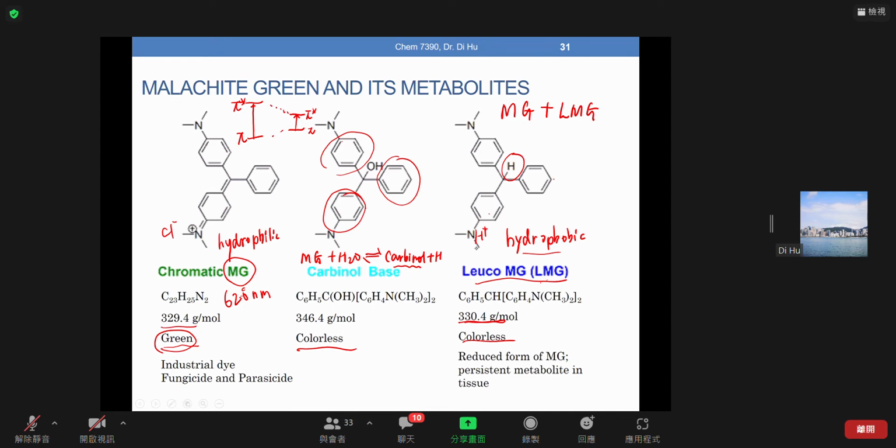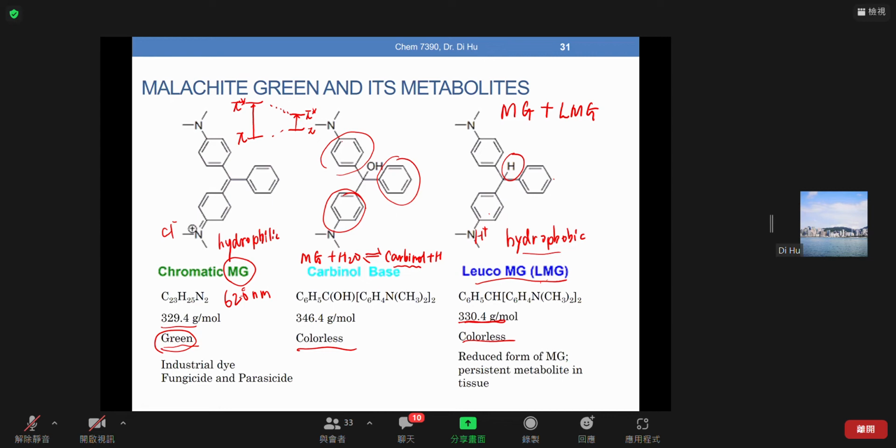So when we are doing the extraction, we can use a relatively polar organic solvent because we want to extract malachite green. And if we want to extract the leucomalachite green at the same time, we probably want to add an acidic buffer in the organic solvent. That can make the leucomalachite green protonated and more soluble, more extractable in this polar organic solvent. Understand? Okay, that is the way you think about it.